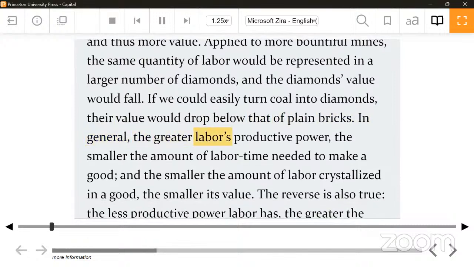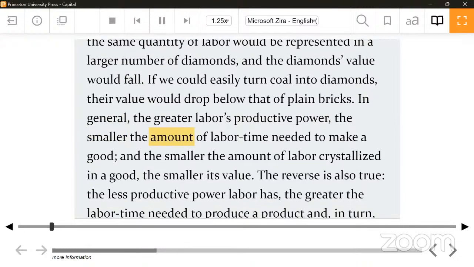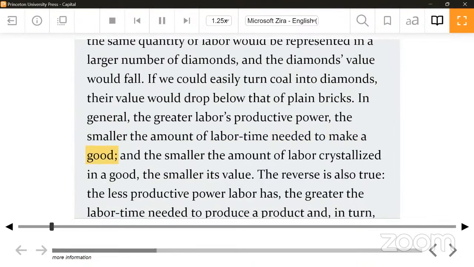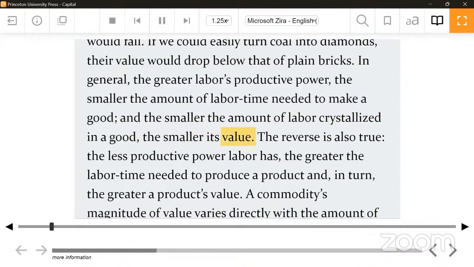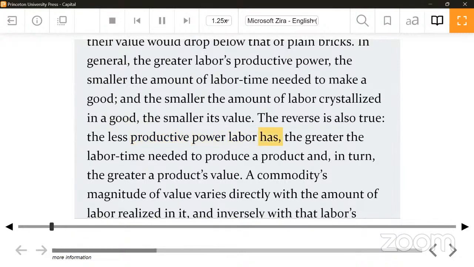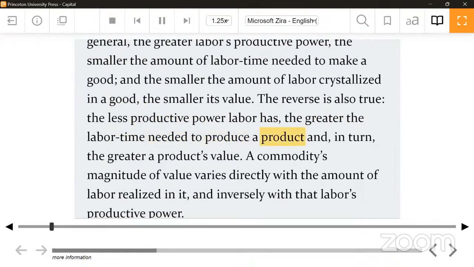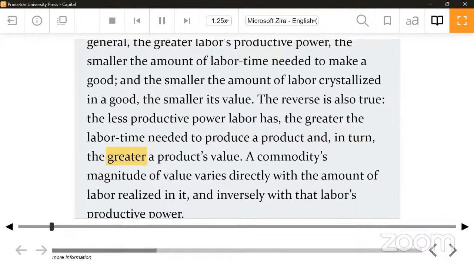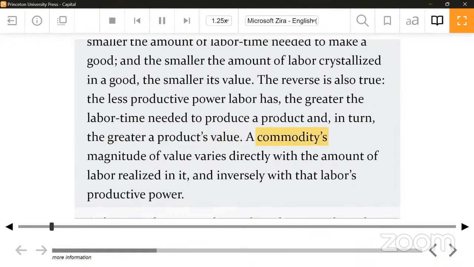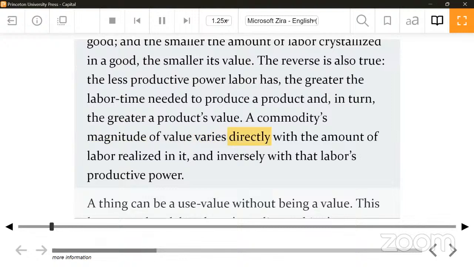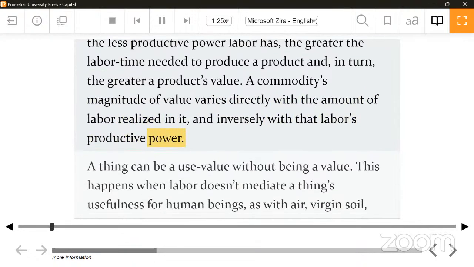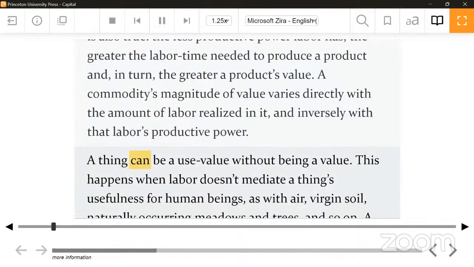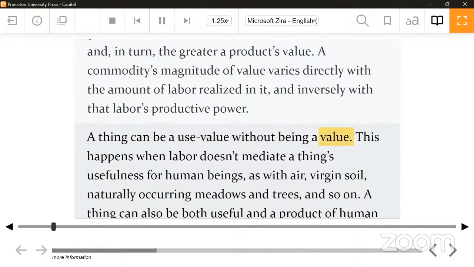In general, the greater labor's productive power, the smaller the amount of labor time needed to make a good, and the smaller the amount of labor crystallized in a good, the smaller its value. The reverse is also true: the less productive power labor has, the greater the labor time needed to produce a product and, in turn, the greater a product's value. A commodity's magnitude of value varies directly with the amount of labor realized in it, and inversely with that labor's productive power.